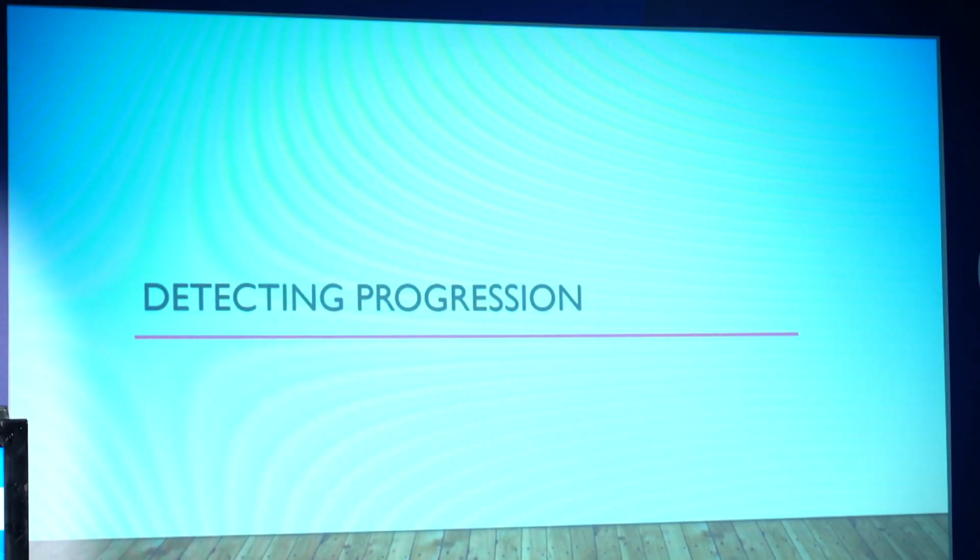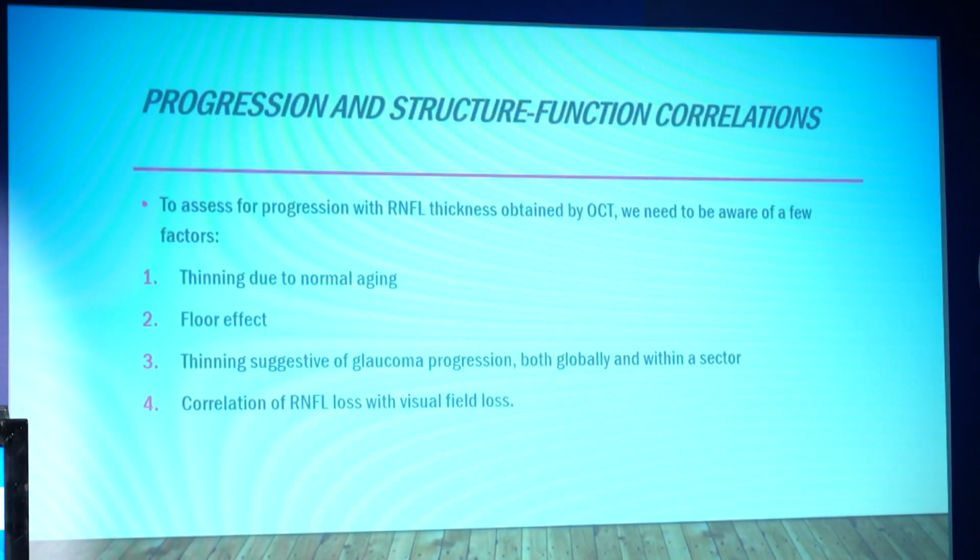So next we move on to detecting progression. For assessing progression, we have to keep in mind some things like normal attrition of the RNFL, thinning due to normal aging, the floor effect, thinning suggestive of glaucoma progression both globally and within a sector, and correlation of RNFL loss with the visual field loss.